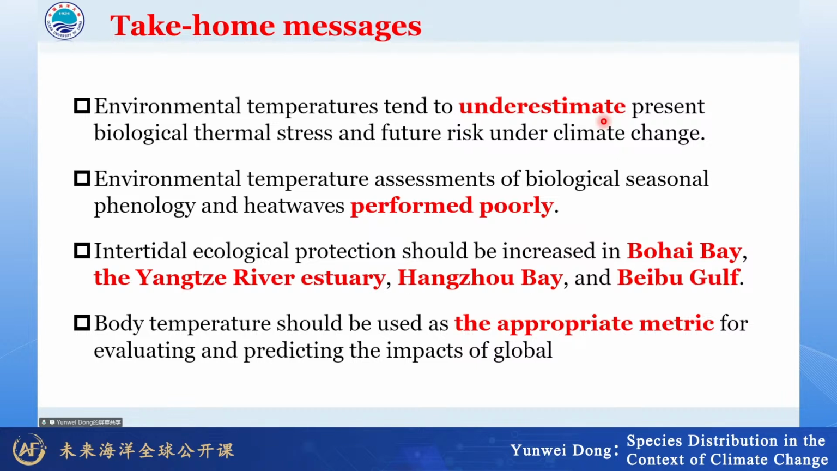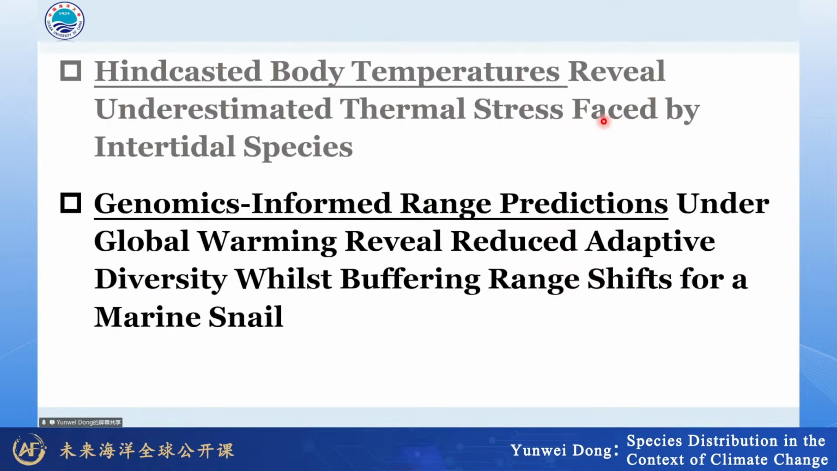And also body temperature should be used as an appropriate metric for evaluating and predicting the impact of global change. This paper was published last year in Global Ecology and Biogeography. If you are interested, you can try to find this paper online. Okay, let's go to the next part, the next session.